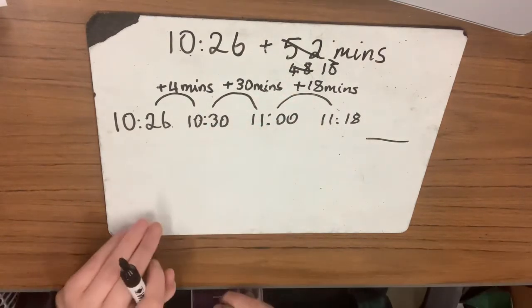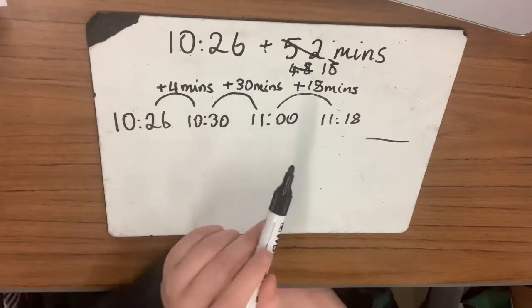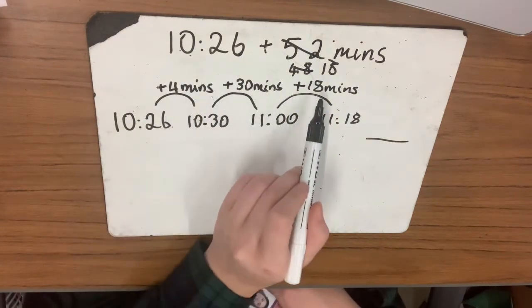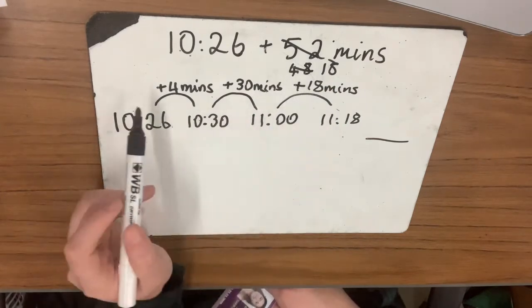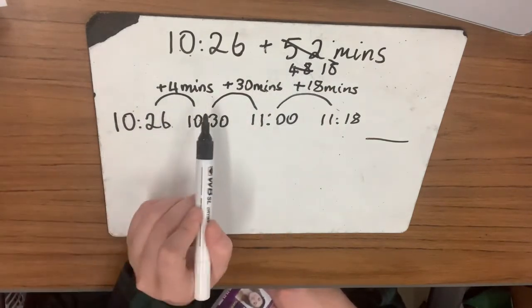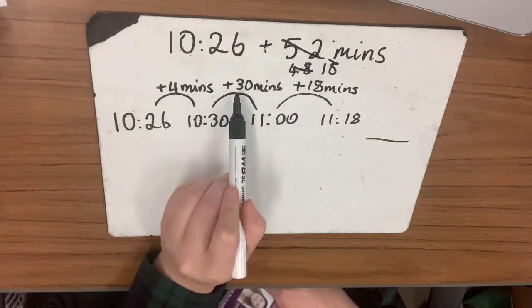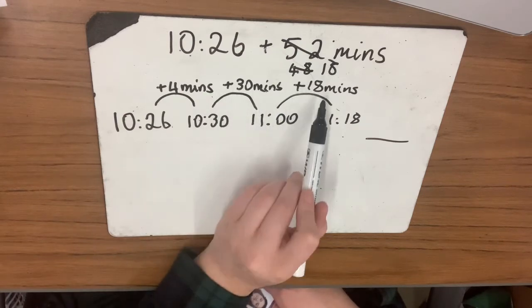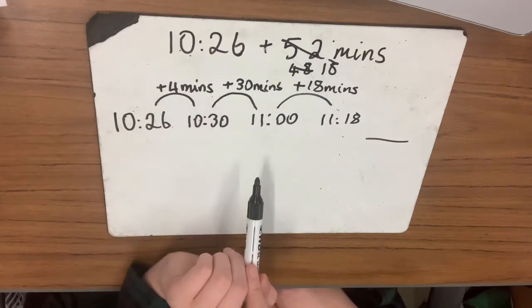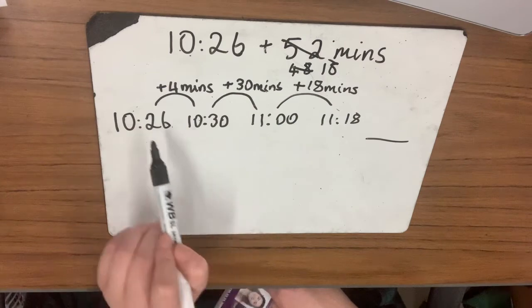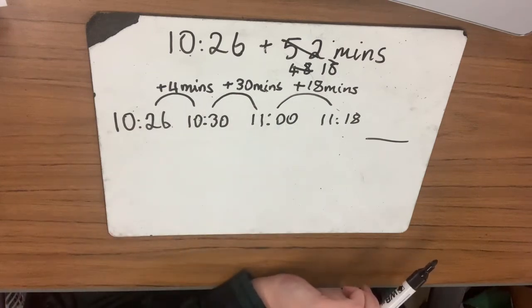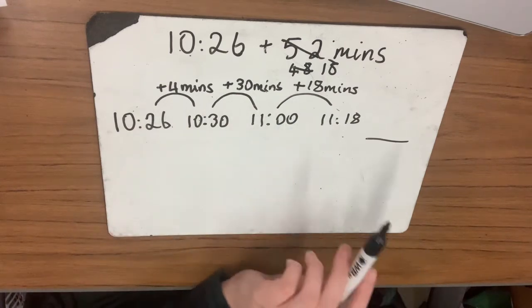Now there's an easy way to check this is right, which is by making sure that these numbers add up to whatever we started with. So we started with 52 minutes, let's add them together. So 30 plus 18 is 48, plus 4 more is 52. So we can see that we have in fact added on 52 minutes to our original time and ended up with 11:18.